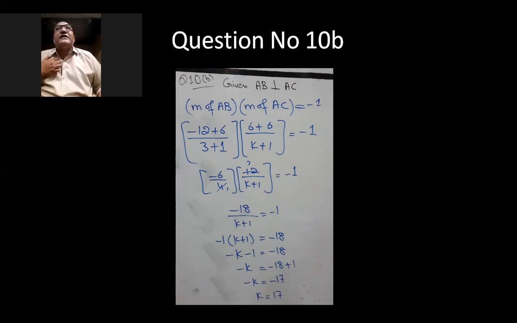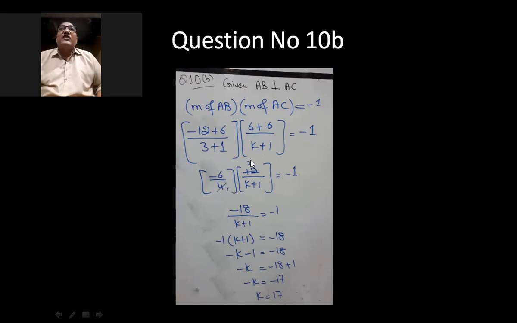If it is given that AB is perpendicular to AC, if both these lines are perpendicular to each other, the product of their gradients will be equal to -1. So the gradient of AB multiplied by the gradient of AC equals -1. So we will apply the gradient formula on AB. That will be -12 plus 6 divided by 3 plus 1, multiplied with the gradient of AC, which will be 6 plus 6 divided by K plus 1, equals -1. So -12 plus 6 will be -6, 3 plus 1 will be 4, 6 plus 6 will be 12, and K plus 1 will remain as K plus 1.